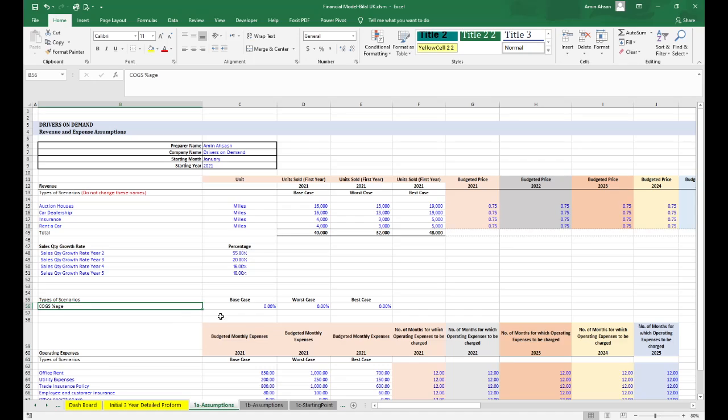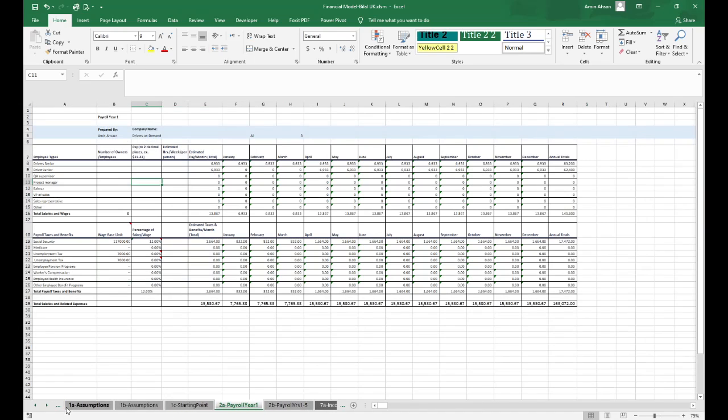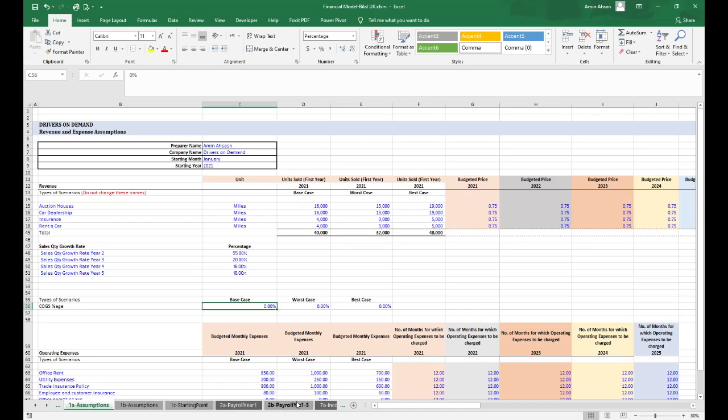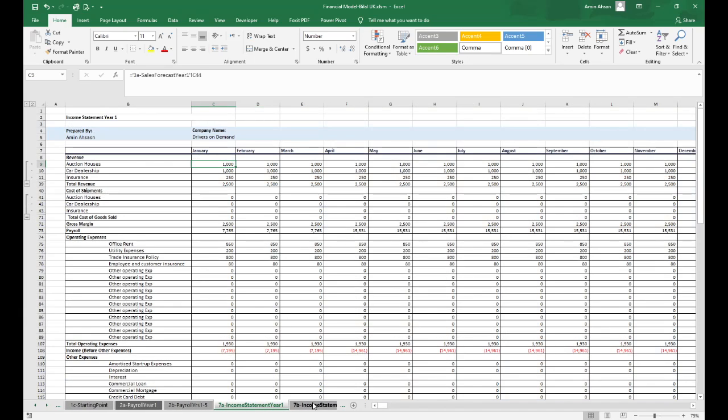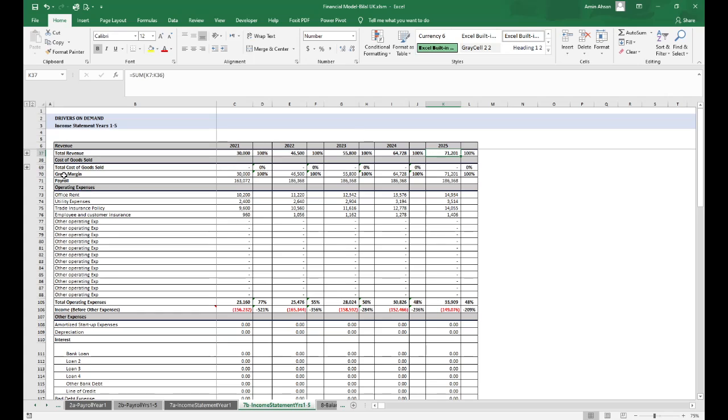So let's talk about the next item, which is cost of goods sold. Your cost of goods sold is 0 because this is not a manufacturing business, so let it remain at 0. So the cost of goods sold is 0 here. Gross margin is also 0. Now let's talk about the payrolls. Your payroll section is here.